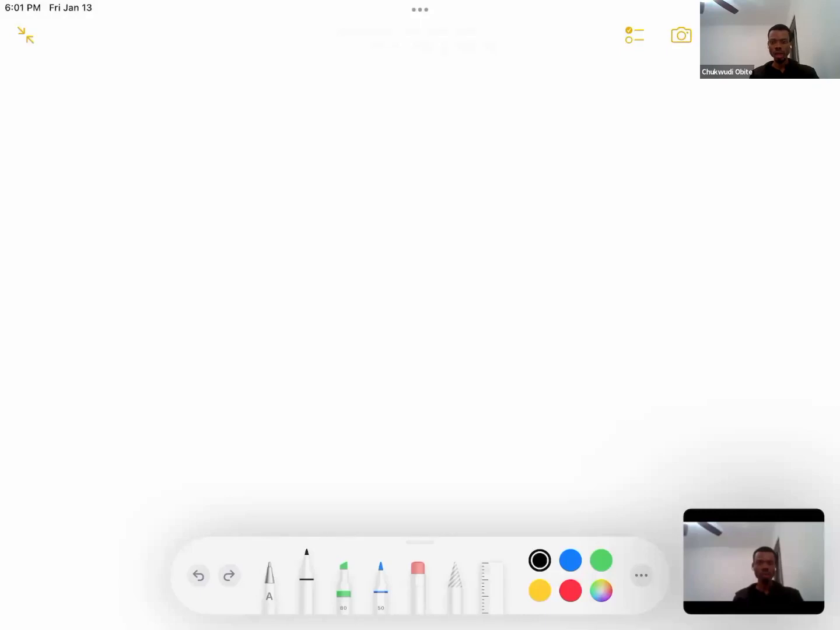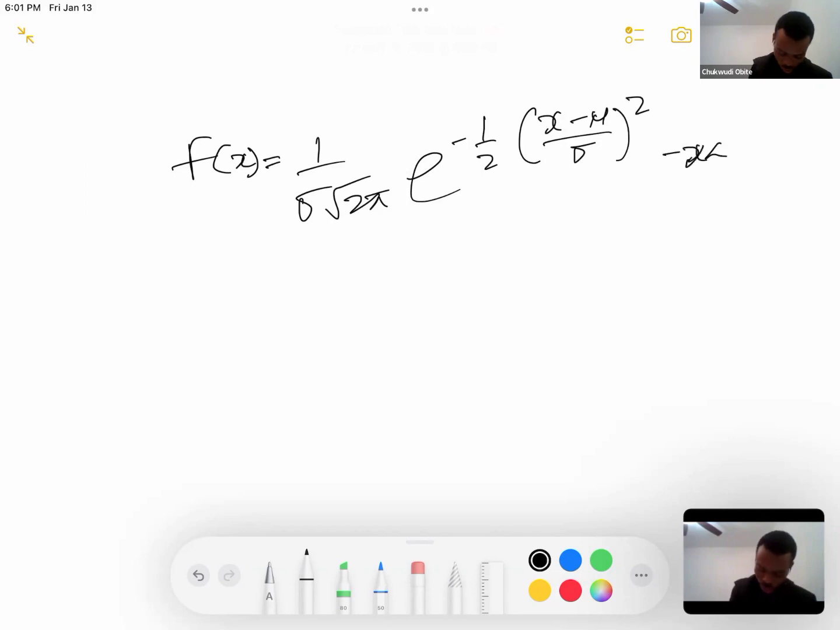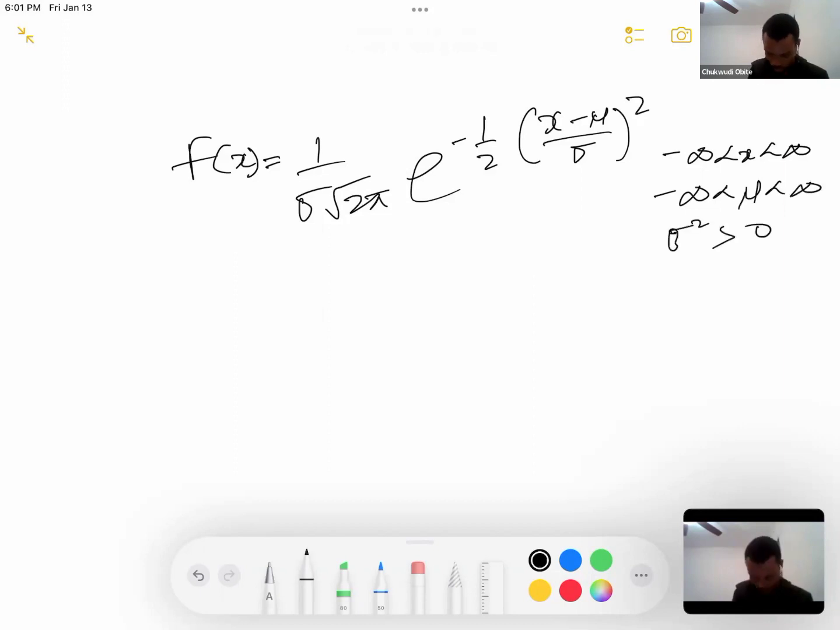Hi, so today I'll be teaching you how to look for the mean of a normal distribution from direct integration. We know that the f of x of a normal distribution is 1 all over sigma square root of 2 pi e raised to power minus half, x minus mu all over sigma, squared, where x is going from minus infinity to infinity and mu is going from minus infinity to infinity, while sigma square is greater than 0. So this is the f of x of a normal distribution.